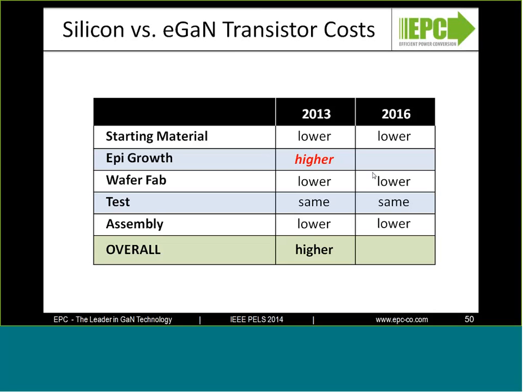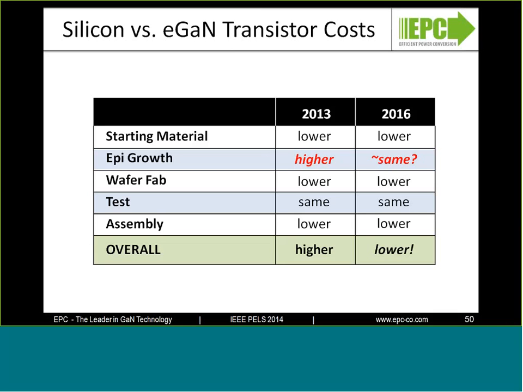Now, overall, in 2013, the cost of an eGaN FET is somewhat higher than the cost of a power MOSFET. However, with increased volume and new advances in crystal growth that we've already put into our facilities in Taiwan, we believe that by 2016, we will actually have a substantial cost advantage over power MOSFETs. And that means that you'll get higher performance at a lower price.